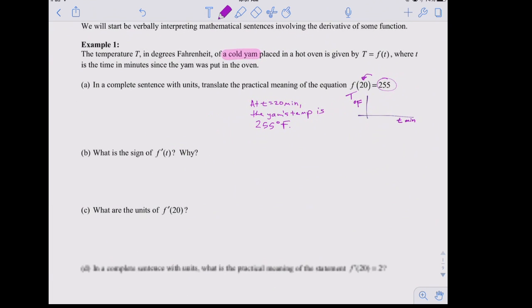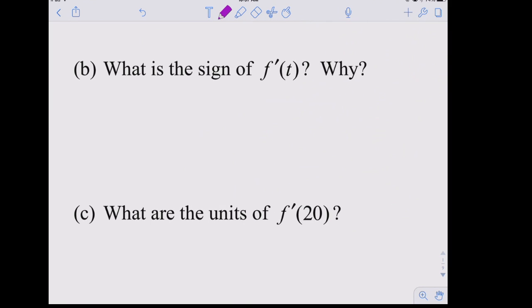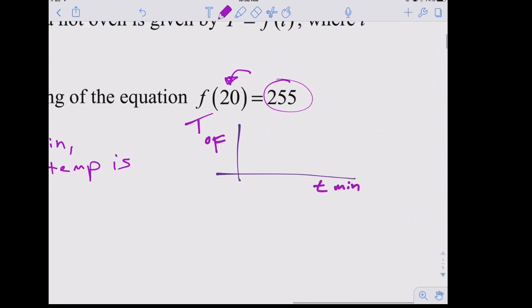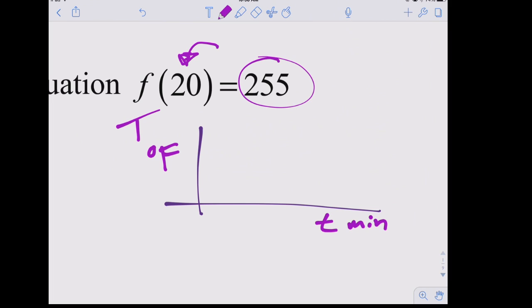No, it didn't. Okay, let's move on to the next one. What is the sign of f prime of t? Why? Well, f prime is going to be the derivative, right? So here's what I would do. F prime is the same as big T prime.